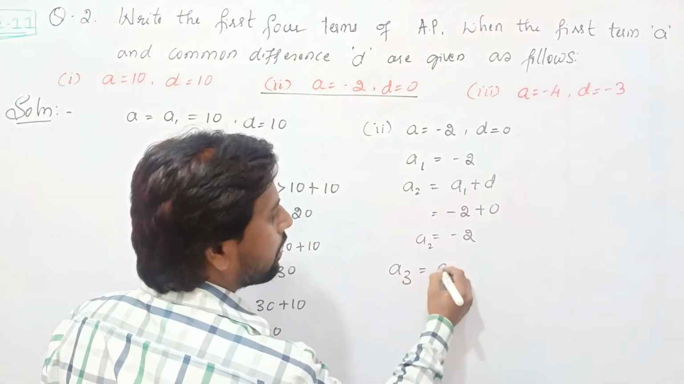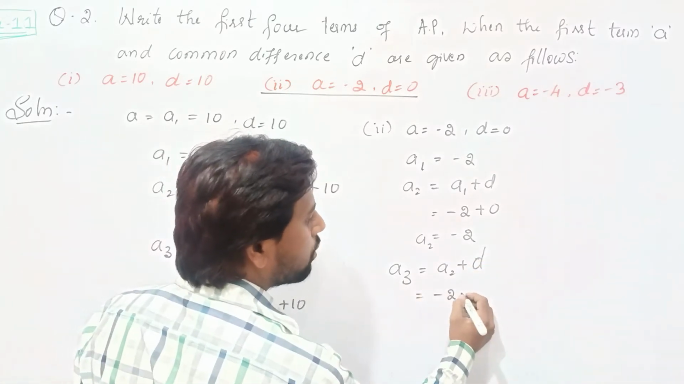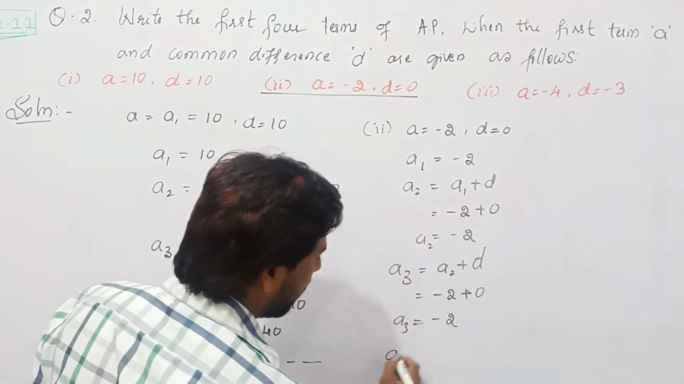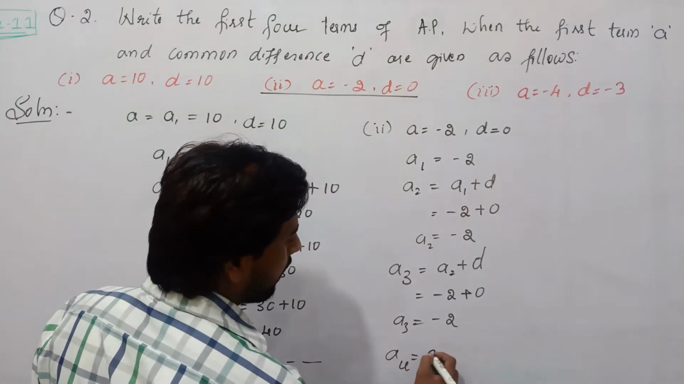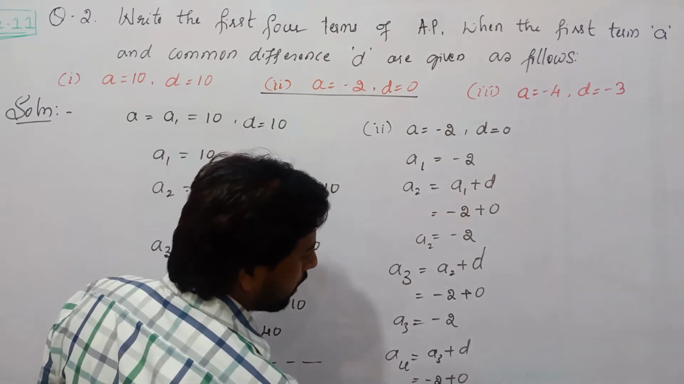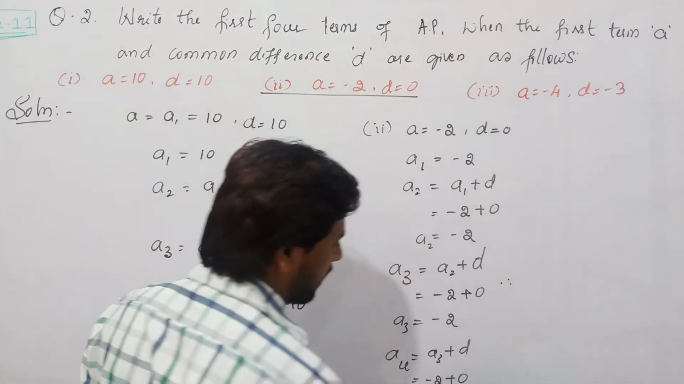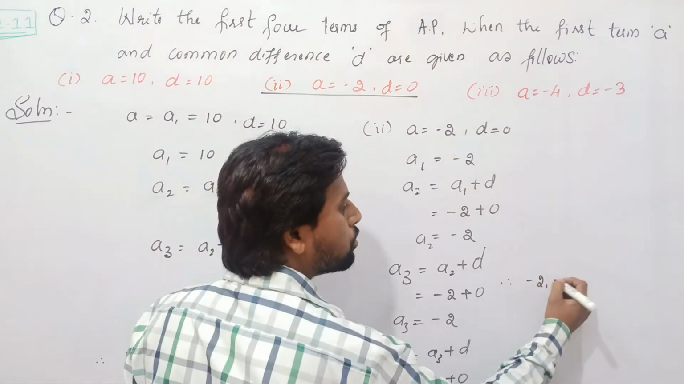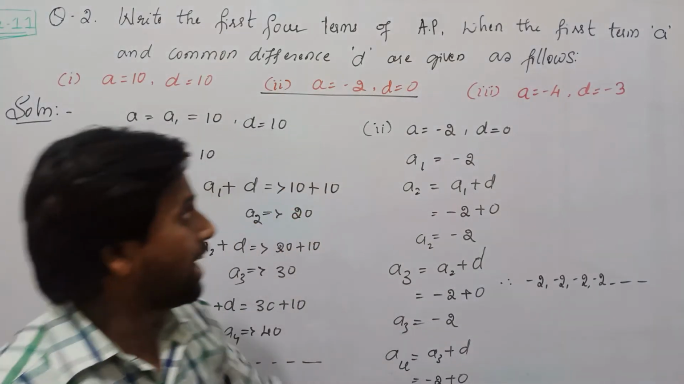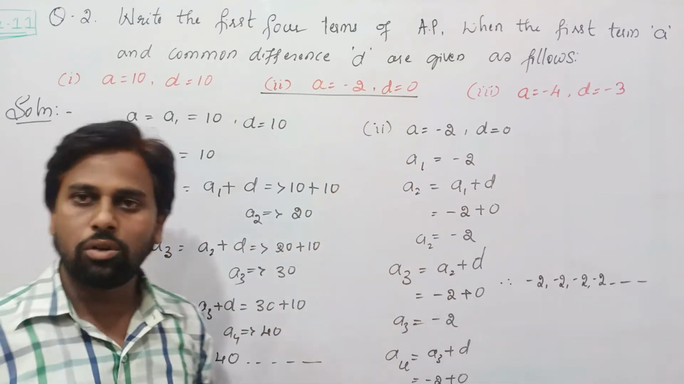Same thing with A3: A2 plus the same common difference D. A2 is again minus 2 plus 0, that is minus 2. So A3 is also minus 2. What is A4 here? A4 is again A3 plus D. A3 is minus 2 plus 0, so the answer is minus 2, that is A4. So the terms are minus 2, minus 2, minus 2, minus 2, and so on. In this way you can form many terms according to the first term and the common difference given. Okay students, this is the second problem.